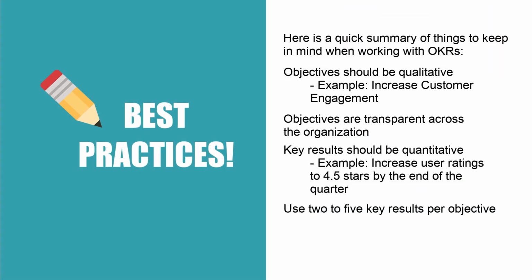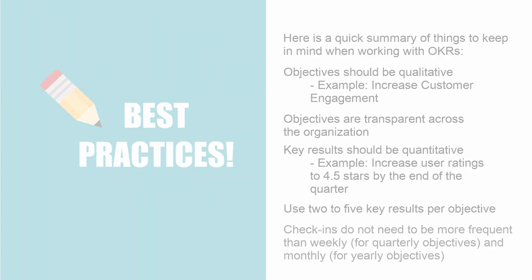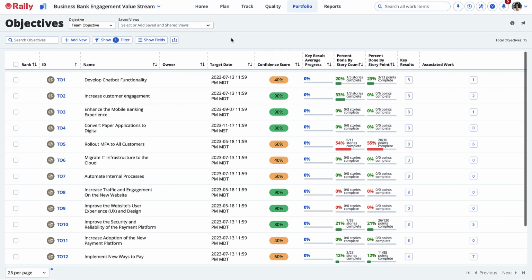You should use 2 to 5 key results per objective. Check-ins do not need to be more frequent than weekly for quarterly objectives and monthly for yearly objectives. Now, let's take a more in-depth look at some more best practices to implement when creating OKRs.